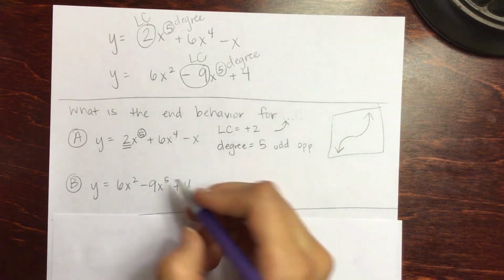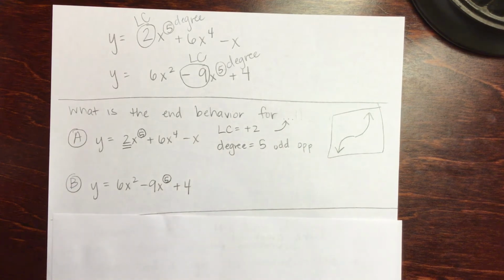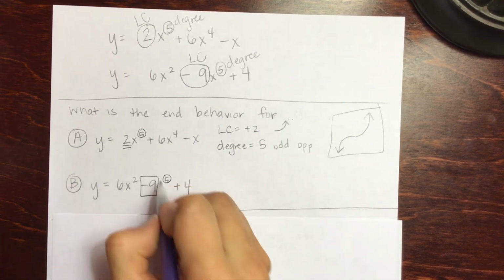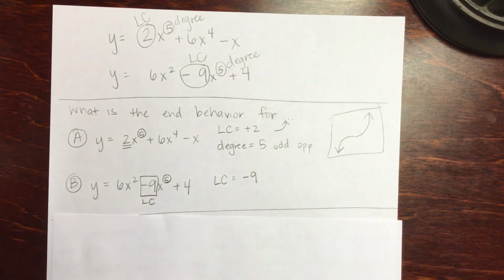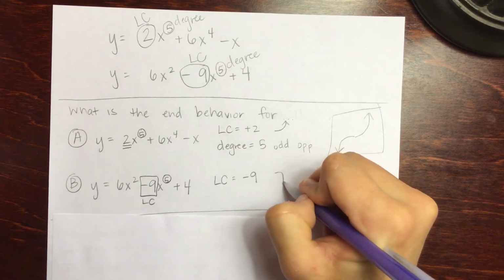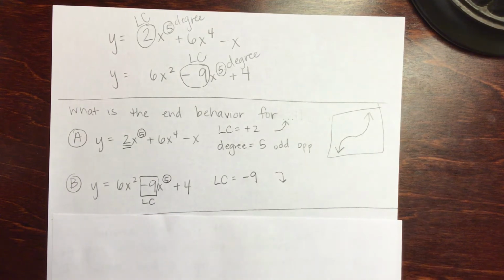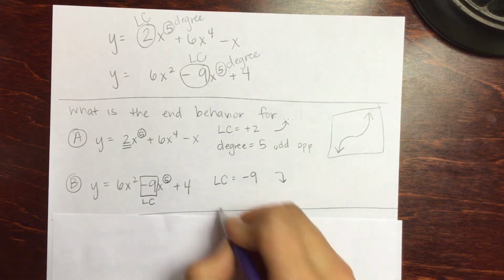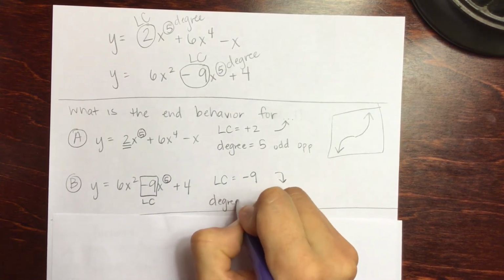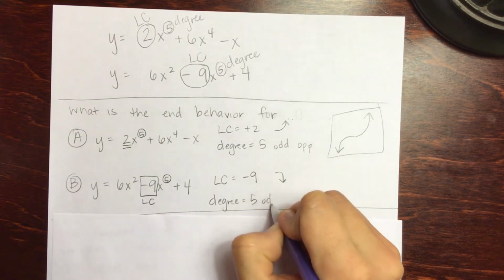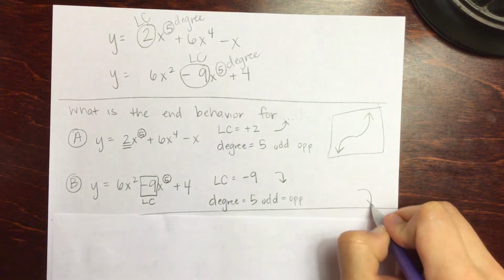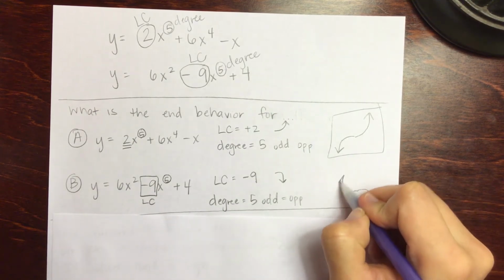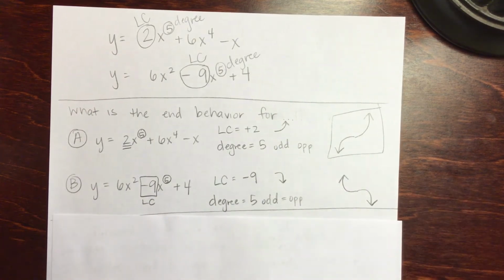In the second example, our biggest exponent is here in the middle. So that means this -9 is my leading coefficient. It's negative, which means that my graph is going to end pointing down. The right-hand side will point down. Just like before, my degree is 5. 5 is an odd number, so odd equals opposite. So if I end pointing down, that means opposite direction. It has to start by pointing up.